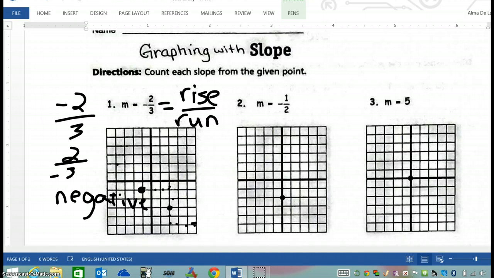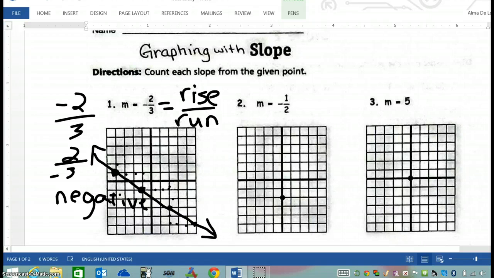Now you can make more points. Let's see, I'm going to make another point to the right. I'm going to rise 2, 1, 2, and I'm going to run negative 3. So 1, 2, 3, I'm going to run to the left because my negatives are to the left. And I have another point right there. All I have to do now is connect those points, and I have a line.